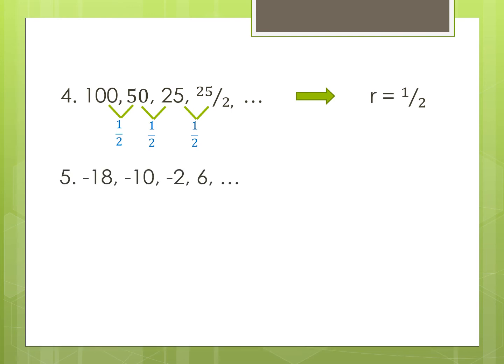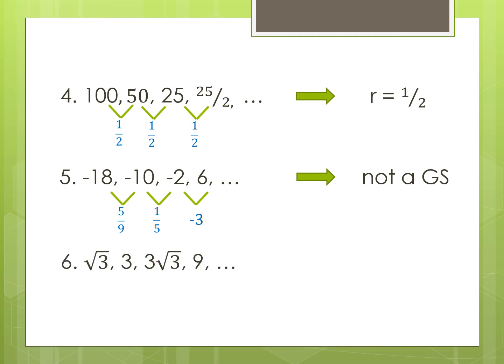Example number 5. -18, -10, -2, 6, and so on. So, -10 divided by -18 is 5 over 9. -2 divided by -10 is 1/5. And 6 divided by -2 is -3. Since they don't have the same ratios, therefore, this is not a geometric sequence.